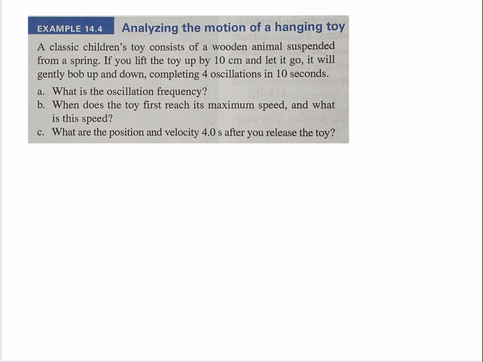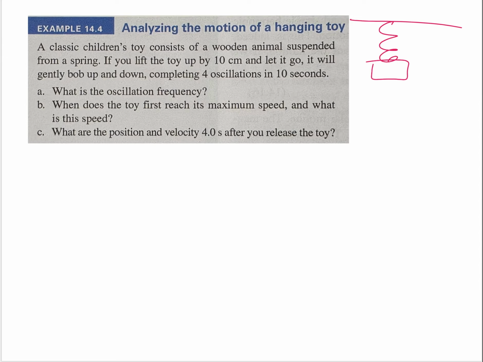Yeah, it would. Okay, so the classic children's toy consists of a wooden animal suspended from a spring. If you lift the toy up by 10 centimeters and let it go, it will gently bob up and down, completing 4 oscillations in 10 seconds. Okay, so I'm going to draw a picture of that. We have the ceiling. It's attached by a spring. We got the children's toy, whatever it is. It's your basic spring and mass system.